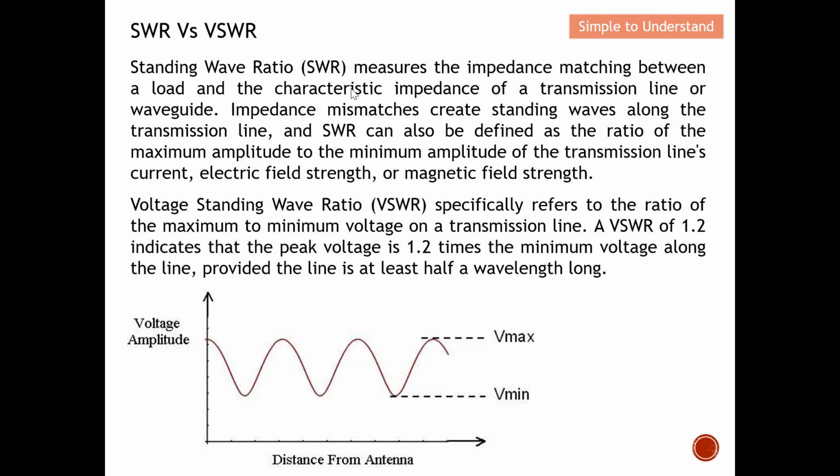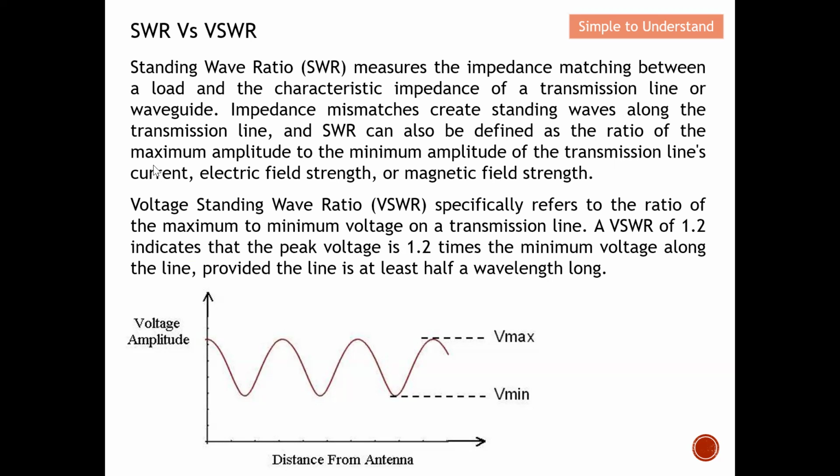You can imagine a transmitter connected to the antenna with the help of a coaxial cable, for example. The antenna will be the load, and the coaxial cable will be the transmission line. SWR measures how well the impedance matching is between the load and the characteristic impedance of the transmission line. The impedance mismatch creates a standing wave along the transmission line, and SWR can be defined as the ratio of the maximum amplitude to the minimum amplitude. In short, SWR equals the maximum amplitude over the minimum amplitude of the transmission line.